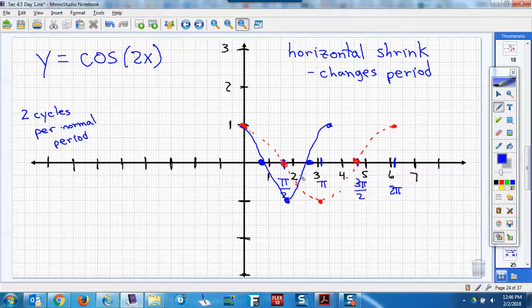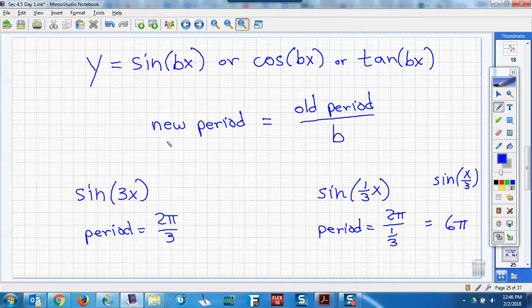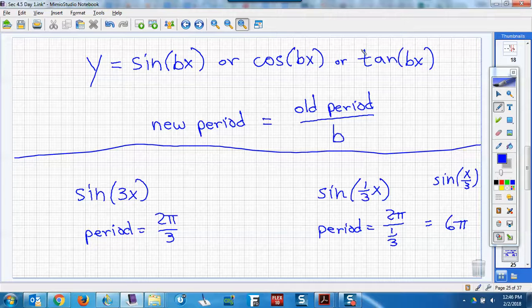Now, what's the new period of that blue function? One cycle goes through what distance? Half as much, but what is it? Pi. The period of this is pi. Now, how do we get that? Well, there's a little formula right here. Now, this works for any of our functions. Don't worry about tangent right now.